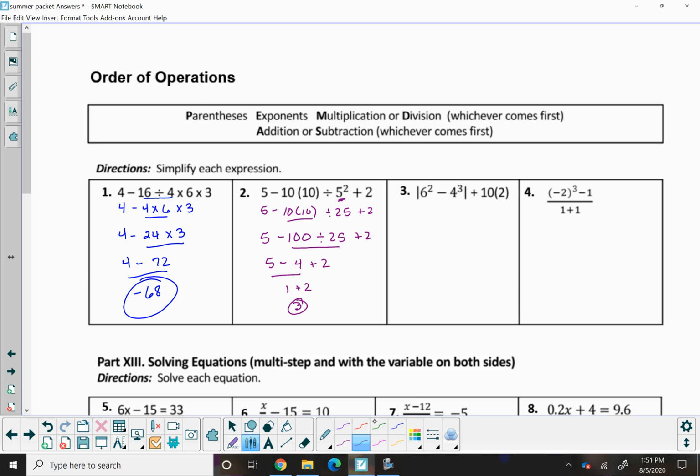Next one. Okay, these two signs are absolute values, which means absolute value means distance from 0. And we treat them like parentheses. So the first one, I'm going to do the exponents first. So I have 36 minus 4 times 4 is 16 times 4.